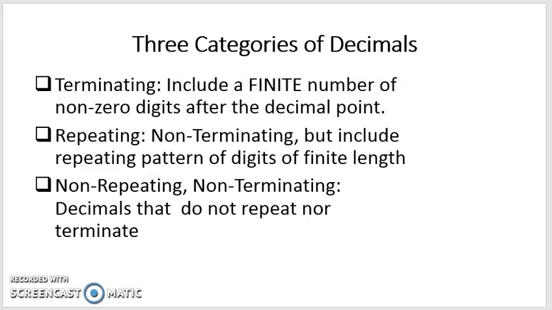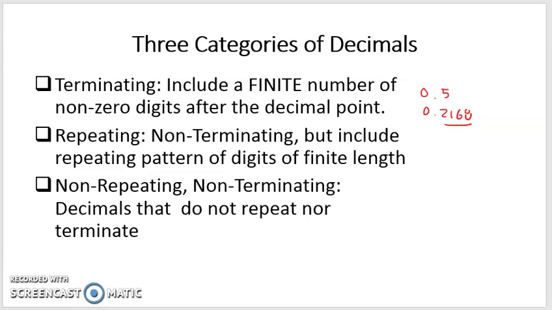The first one is called terminating, and terminating decimals are decimals that terminate, that include a finite number of non-zero digits after the decimal point. So 0.5 is a terminating decimal. 0.2168 is a terminating decimal. If the number of digits after the decimal point is finite, it ends, then it's called a terminating decimal.